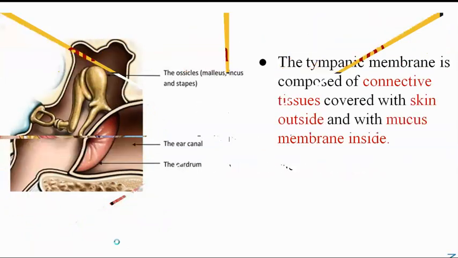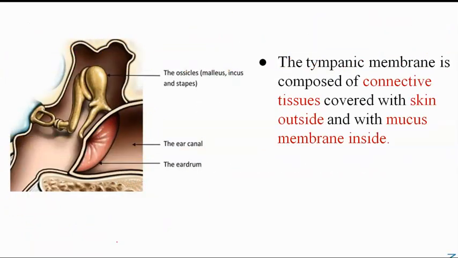Coming to the next, this is the auditory meatus, or the ear canal, and here you can notice the presence of the eardrum, and this is the one which consists of the skin, and on this side you have the mucous membrane.